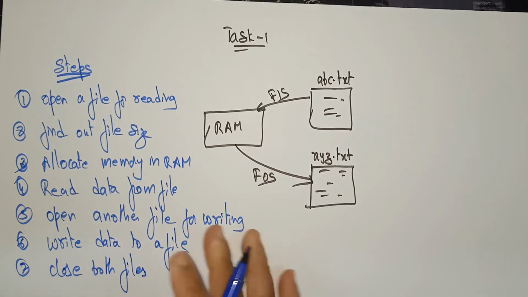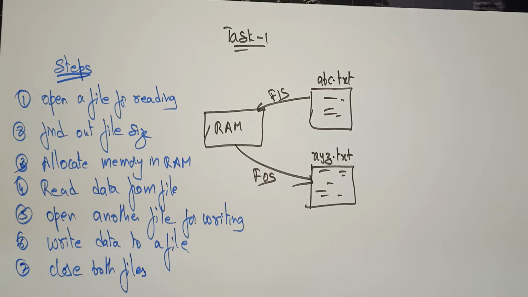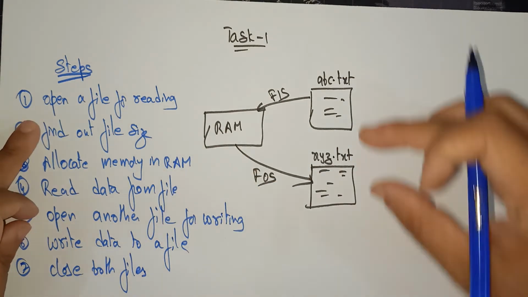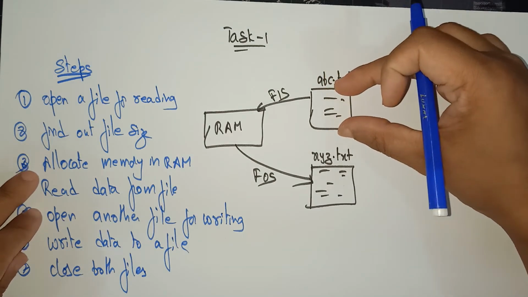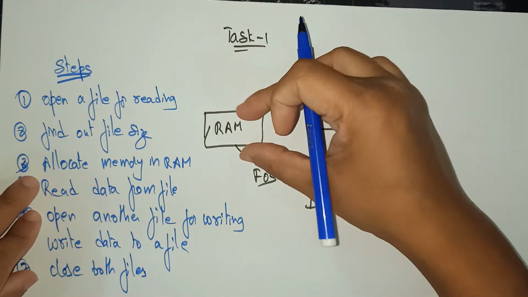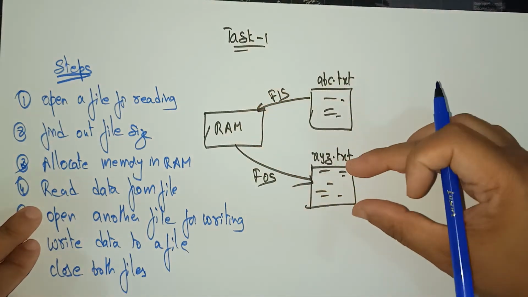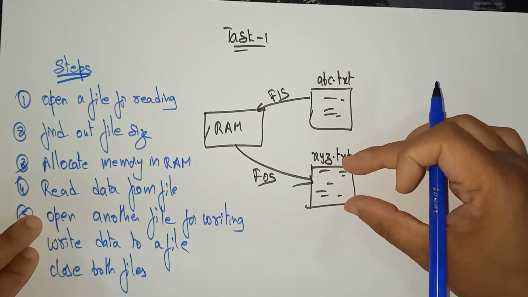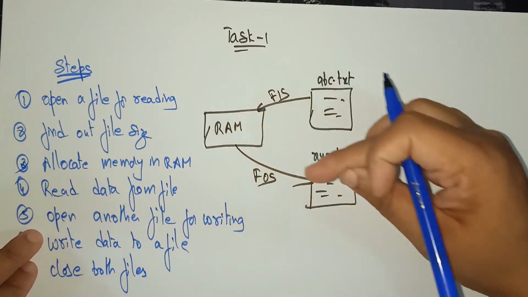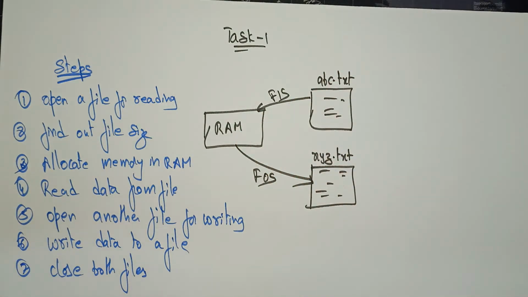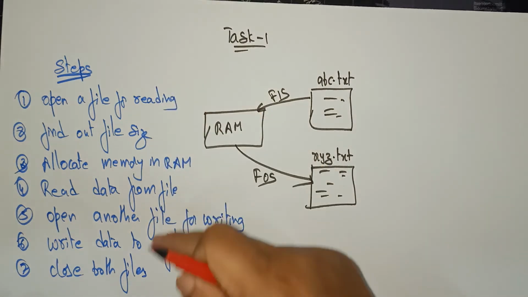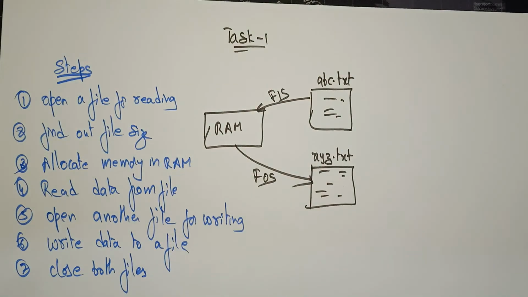This is what the task is. So these are the steps if you want to develop this task. First open a file for reading, find out the file size and allocate memory in the RAM. After allocating, read the data from this file into the RAM. Now open another file for writing. After opening, write the data to a file and close both files. Before writing the program, we will write it step by step, following these steps.